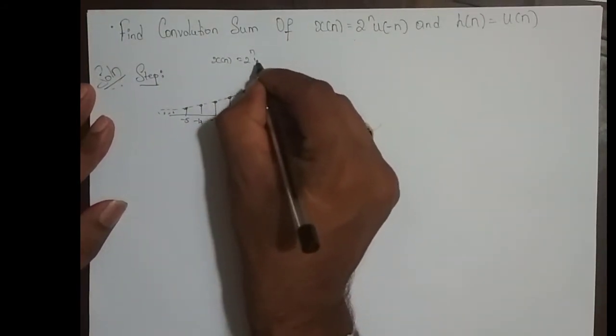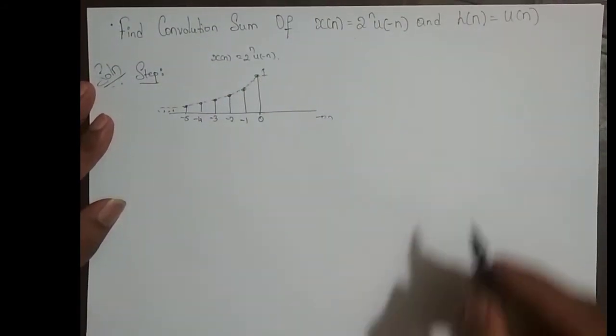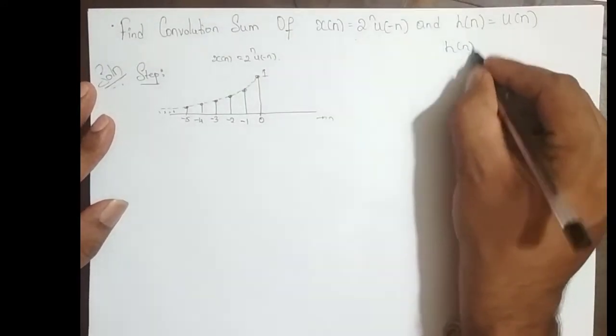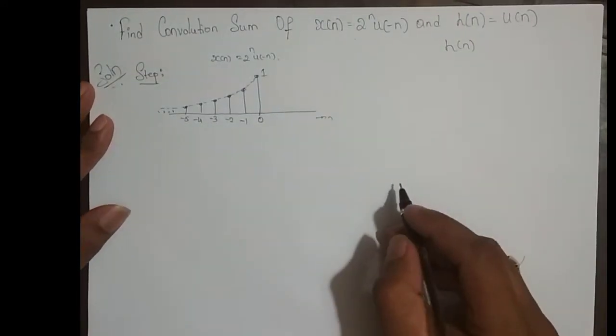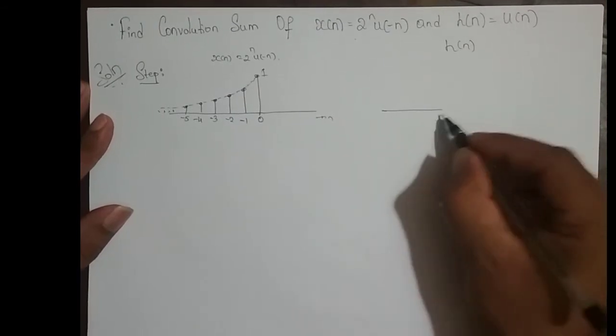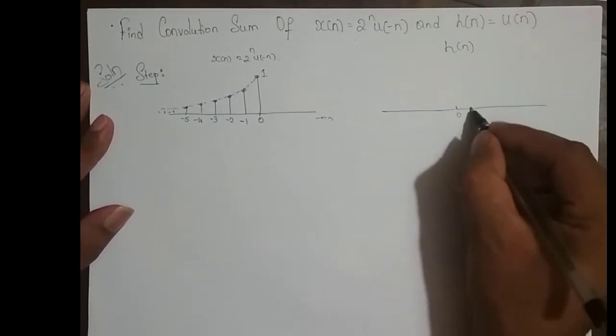Now, how does the impulse response look like? The impulse response is just the unit step function. So it starts from 0 till infinity. Its amplitude is 1.